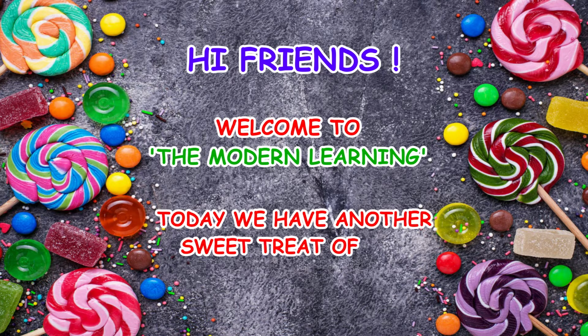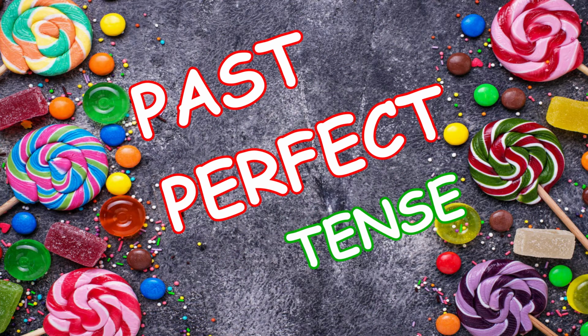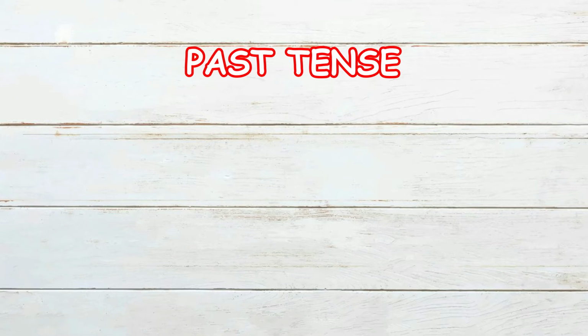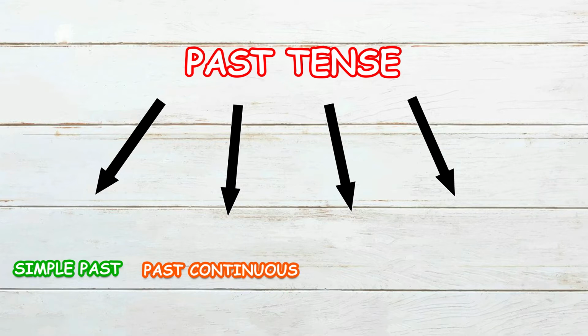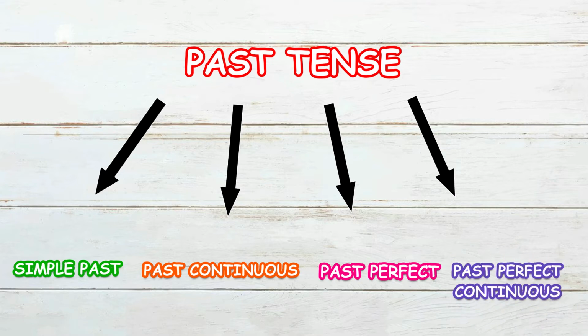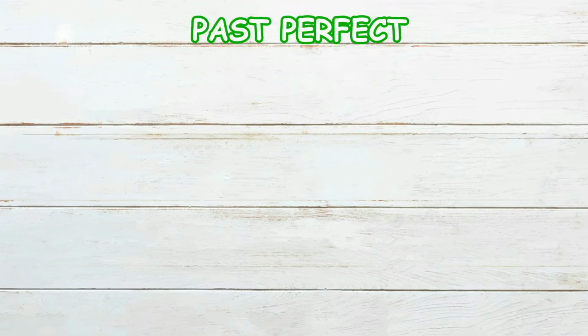Today we have another sweet treat of past perfect tense. So let's get started. As we know, past tense is divided into four types: simple past, past continuous, past perfect, and past perfect continuous. In today's video, we are going to learn past perfect tense. Let's see what is past perfect tense.